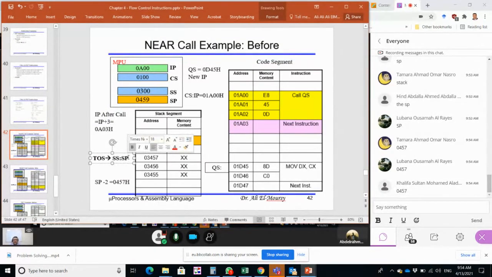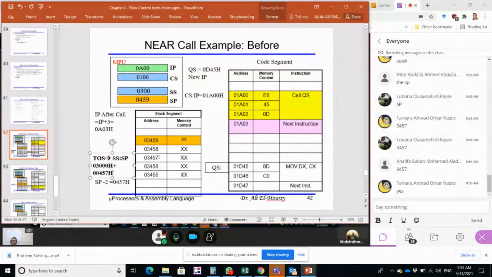The top of the stack is obtained by adding SS to the new SP. SS is 0300. I add to it SP minus 2, which is 0457 after the shifting. Do you remember? 03000 in hex is added to 00457 in hex. When I add those together, I end up pointing to this location.